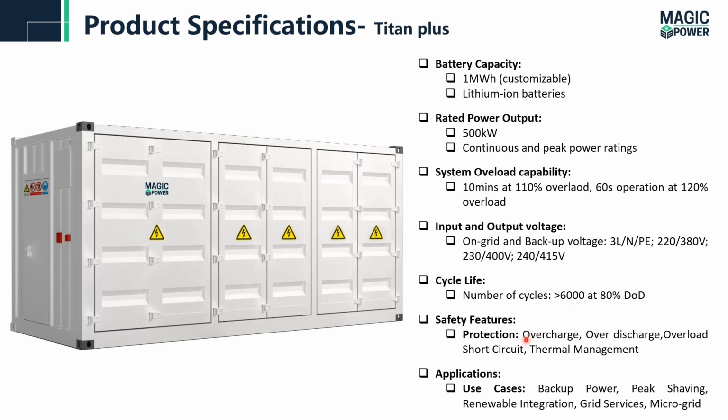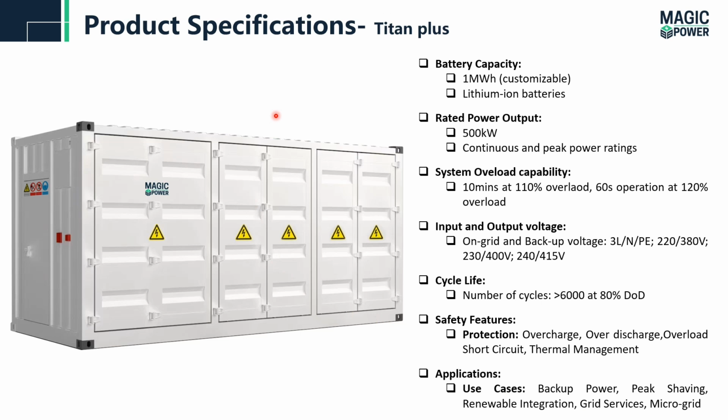Safety features or protections: for the batteries we have overcharging and over-discharging protection. For the load side, it can be overload and short circuit protection, involved for the system itself. There is also thermal management, and other integrated protection in the system. In application cases, this energy storage system can be used as a microgrid, or for grid services. It could either be used for backup power, peak shaving, and renewable integration. So basically, the series is an all-in-one unit.